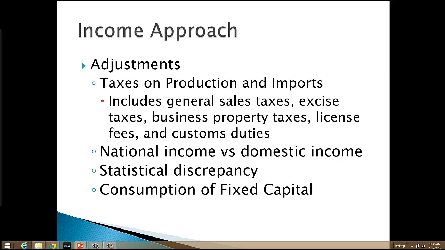Finally, because the amount included in the expenditures approach that represents replacement capital or depreciation doesn't add to anyone's income, it's not included in national income, so it has to be added back to achieve balance with the expenditure approach. So those are the kinds of adjustments that we have to make.